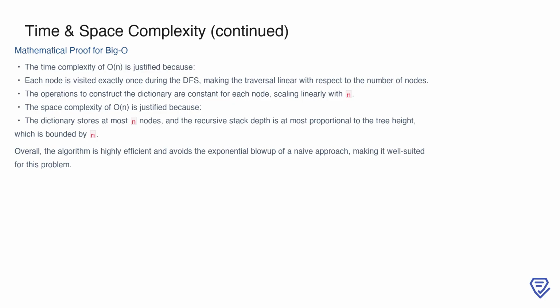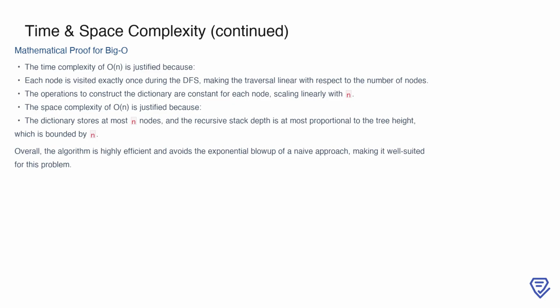Additionally, constructing the dictionary requires a constant amount of work for each node, which scales linearly with n. For space complexity, O(n) is justified because the dictionary stores at most n nodes, and the recursive call stack depth is proportional to the tree height, which is bounded by n. Together, these factors ensure the algorithm is both time and space efficient, avoiding the exponential growth of a brute force approach.